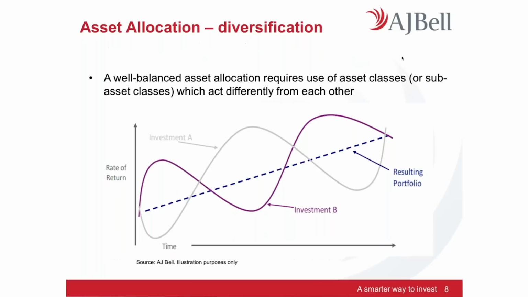Now, the next slide really just emphasizes the point a little bit more, but it shows it in picture form. If you had two investments, investment A, investment B, they look pretty much perfectly negatively correlated. If you held those two investments, you can just see what the resulting portfolio looks like in the blue colored line. It's just a much smoother reaction, and that's really, really what you want.